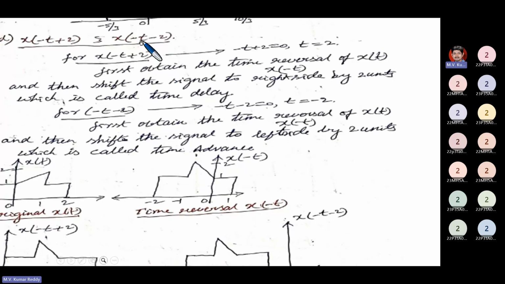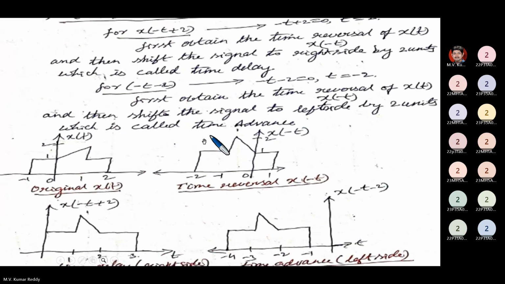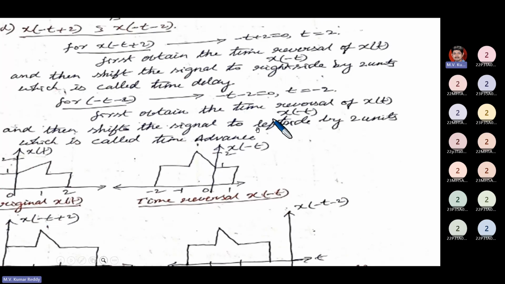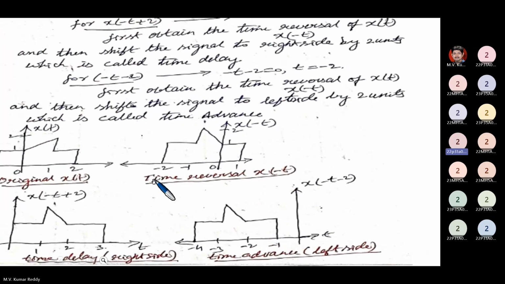That is part 2. Previously we obtained minus t. Now the remaining portion is t equal to minus 2, so these waveforms should be shifted to the left side. That means minus 2 is shifted to minus 4, minus 1 is shifted to minus 3, 0 is shifted to 2, and 1 is shifted to 1, minus 1.